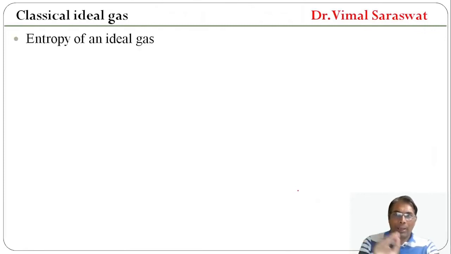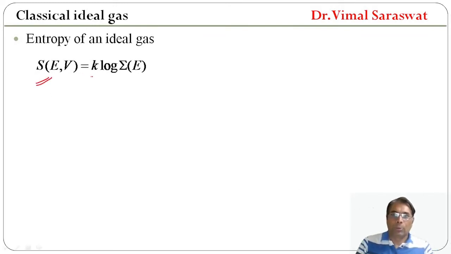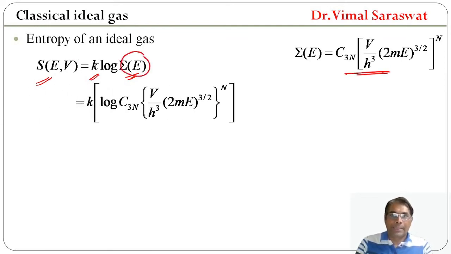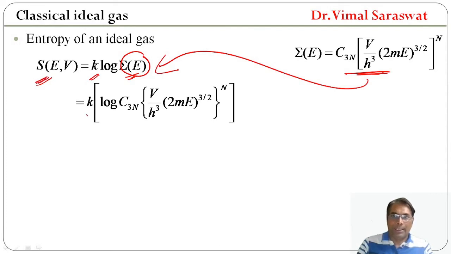Now, entropy of an ideal gas is given by S is equal to K log sigma E. Here K is Boltzmann's constant and sigma E is this one. So we replace this sigma E with this quantity. Therefore, S, that is entropy, is equal to K log [C3n (V by h cube)(2mE) power 3/2] whole power n.